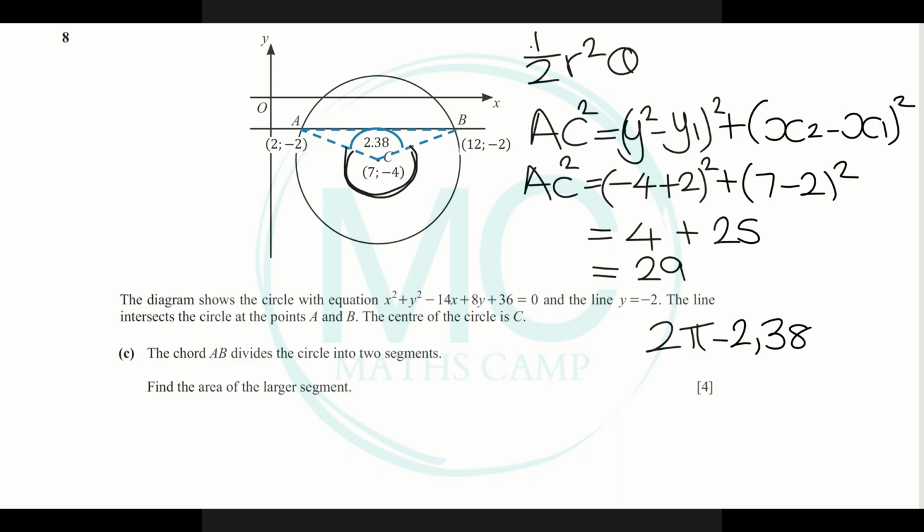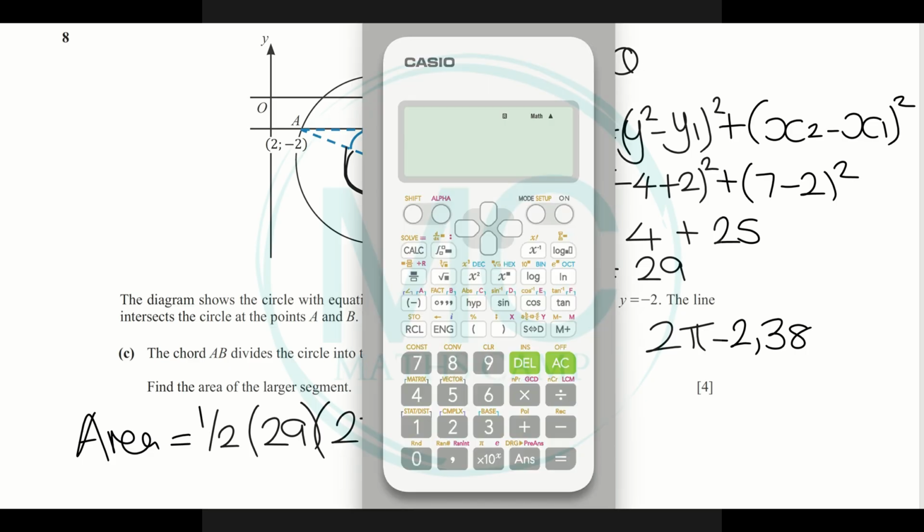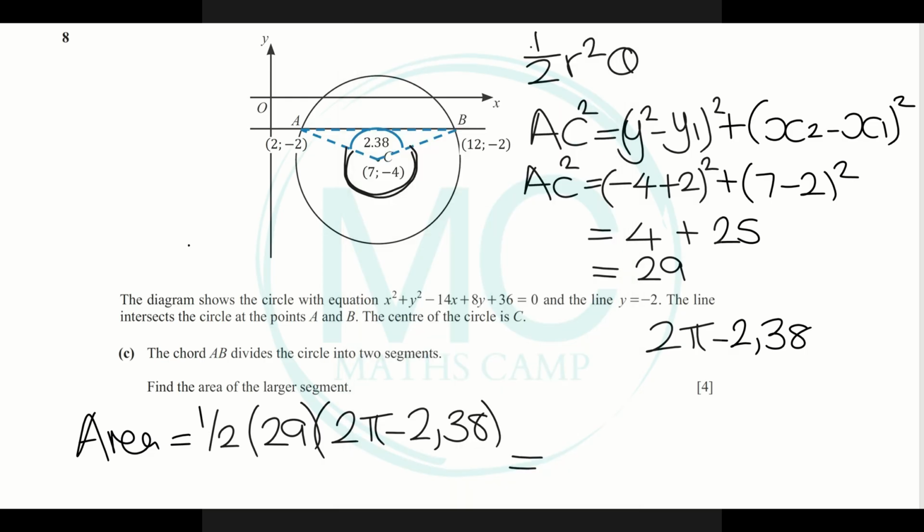So we can say the area of the major sector is equal to 1 over 2 multiplied by r squared, which is 29, multiplied by the angle, 2 pi minus 2,38. And you can put all of this into your calculator. 1 over 2 multiplied by 29 multiplied by 2 pi minus 2,38, close the bracket, is equal to 56,59. Let's round this off to 1 decimal place, and the area of the major sector is 56,6.